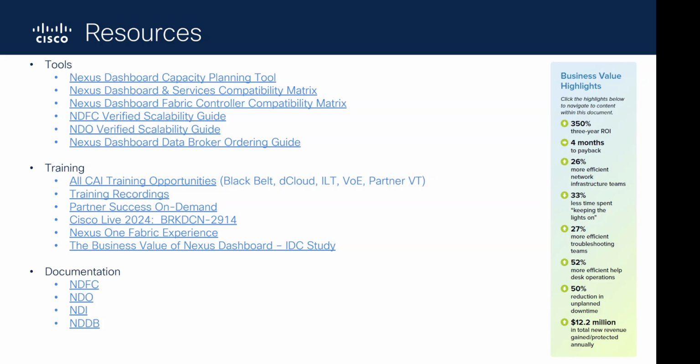I've also provided a link to Nexus One Fabric Experience. So again, this is about providing consistent results across both NX-OS and ACI. So that would be a good resource to look at, along with the independent study performed by IDC that shows the business value of Nexus Dashboard. And then from a documentation perspective, these provide the links to what I would call the documentation sites for each of the four different services that run on Nexus Dashboard. I'm not sure how the documentation is going to change or be updated when we get to unified Nexus Dashboard, so we'll have to wait and see how that comes to fruition.